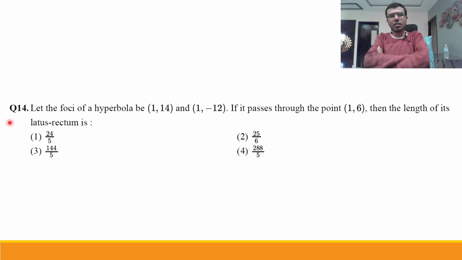14th question. Let the foci of a hyperbola be (1, 14) and (1, minus 12). If it passes through the point (1, 6), then the length of its latus rectum is. Straight away question from hyperbola. No other topic is mixed. Okay, very straight, easy question from hyperbola.